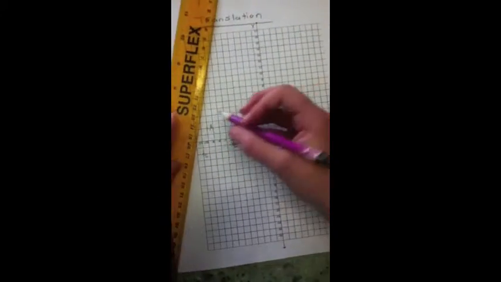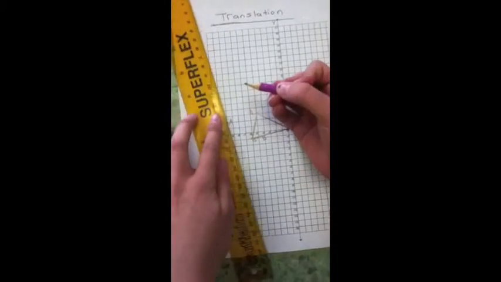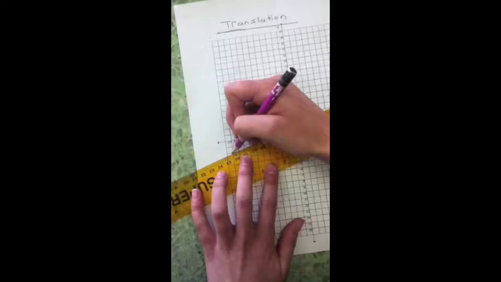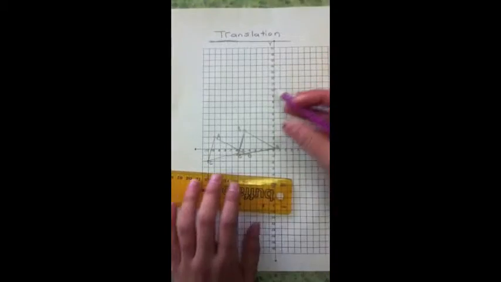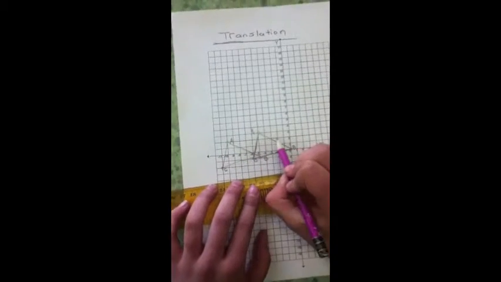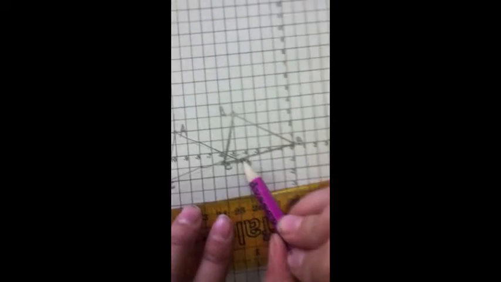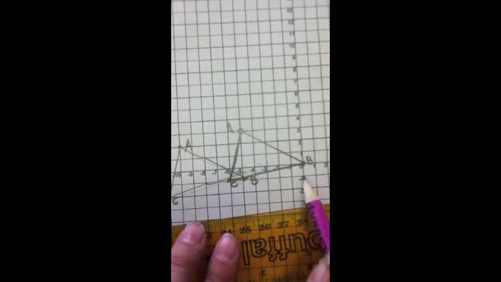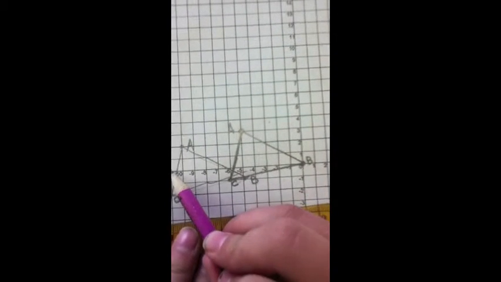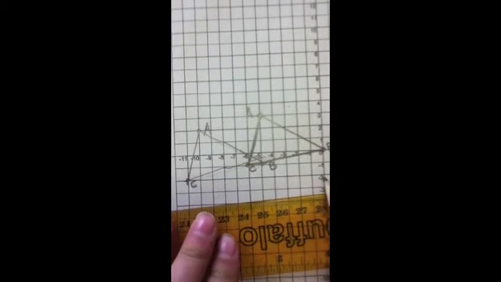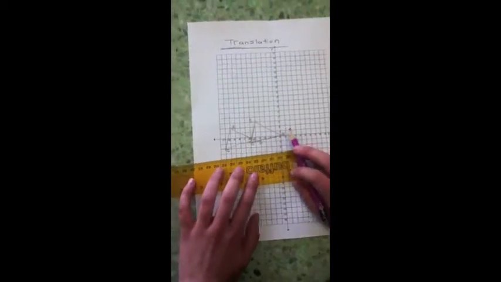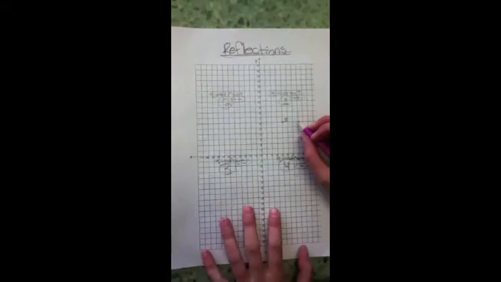Now that we have translated it, here we have the new coordinates, which is point A being -10, 2, point B being -5, -1, sorry, and point C being -11, -2. And there you have it, folks. That's translations for ya. Yippee-ki-yay!